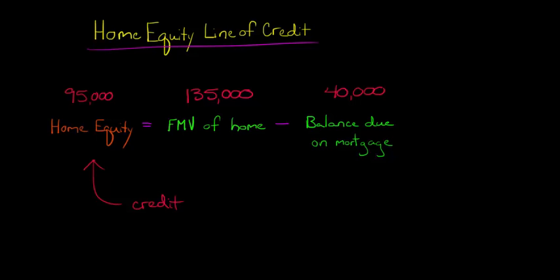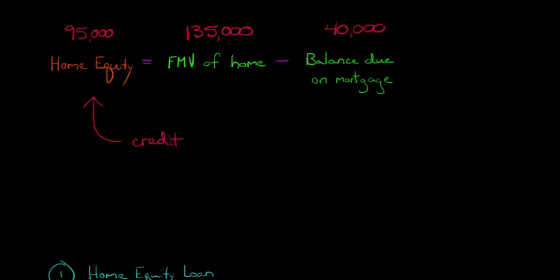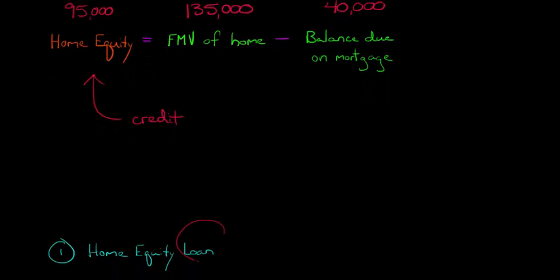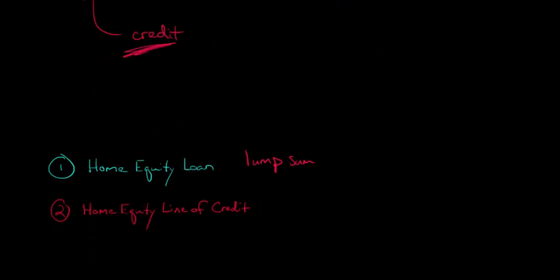Now there are two ways that you can do this. One is that you can just get a straight up loan at a fixed interest rate. Say you end up getting a $70,000 loan, and then you use that to pay college tuition for your kid or something like that. It's just a lump sum. Another way of doing it, instead of a lump sum, is you could tap into this source of credit and say, what I want is a line of credit.